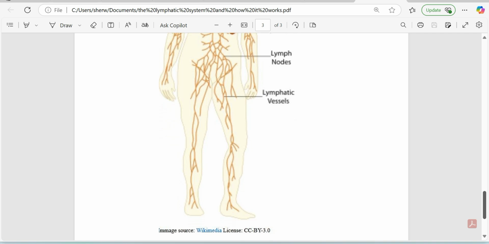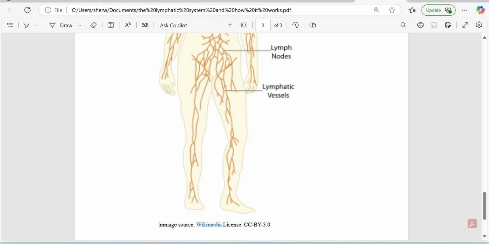And of course, we like to talk about the source of the information. There is the source of the diagram, and of course, it's a Creative Commons photo, so we're able to use it in this presentation.